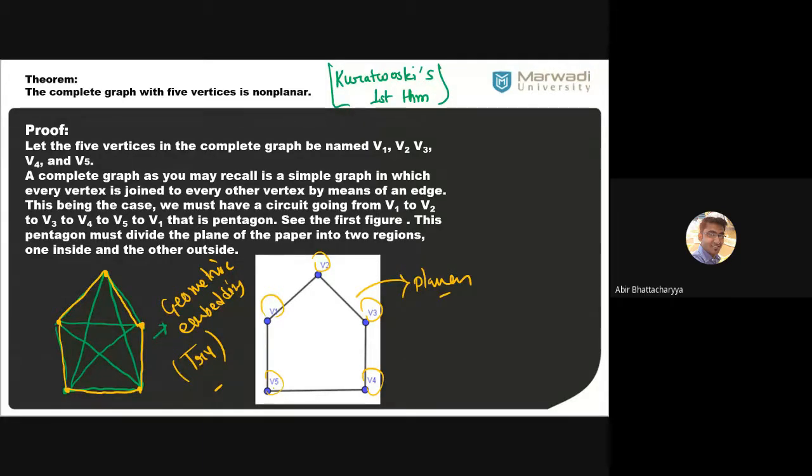So what do you have to draw every time? The outer circuit, the outermost circuit. So now this graph is a circuit. We must have a circuit going from V1 to V2, V2 to V3, V3 to V4, V4 to V5, V5 to V1. And that is a pentagon. Obviously, this graph is a pentagon. Now this pentagon must divide the plane of the paper into two regions. Obviously, there will be two regions.